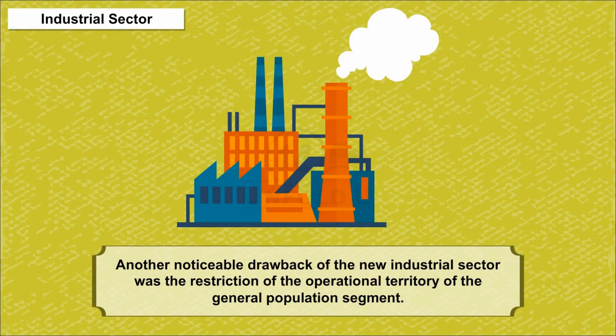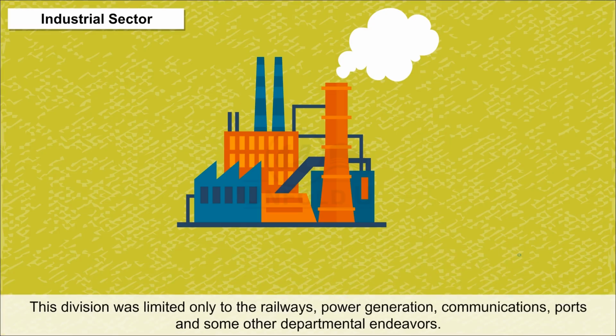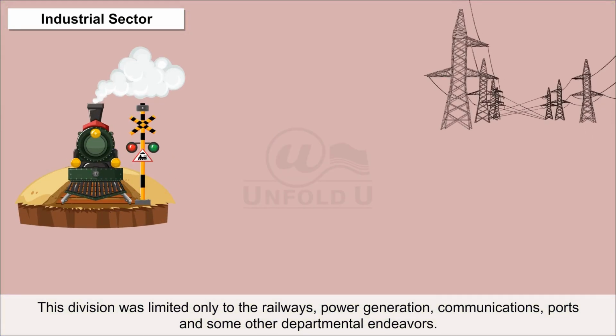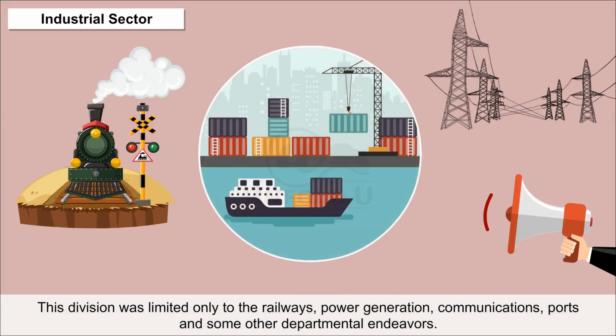Another noticeable drawback of the new industrial sector was the restriction of the operational territory of the general population segment. This division was limited only to the railways, power generation, communications, ports, and some other departmental endeavors.